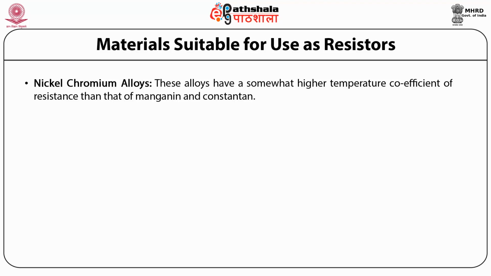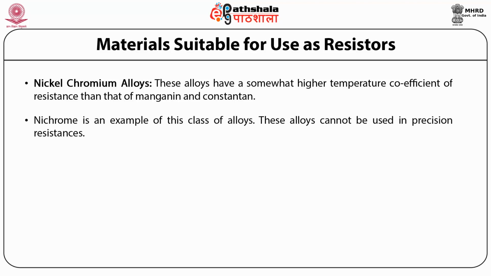Nickel chromium alloys. These alloys have a somewhat higher temperature coefficient of resistance than that of manganin and constantan. Nichrome is an example of this class of alloys. These alloys cannot be used in precision resistances.